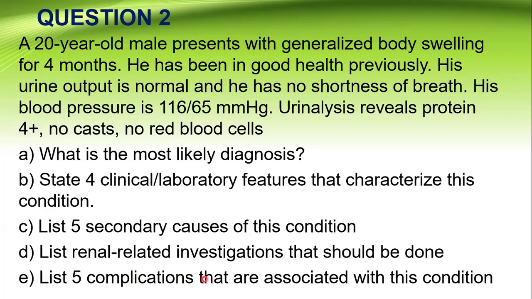Next, list five complications that are associated with this condition. Now, here's where you can tell me recurrent infections as a complication. So let's reason. What are they losing? And what complication will they get? Okay, so I want to see answers. So they're losing immunoglobulin, so they'll have recurrent infections. Yes.